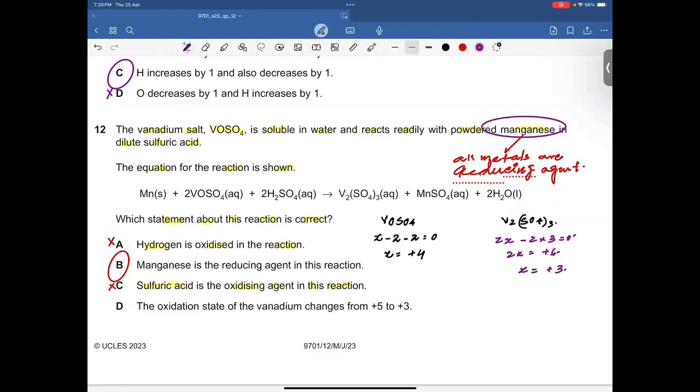So basically, the oxidation state of vanadium in this compound is +4, not +5. The oxidation state of vanadium in this compound is +3. So +3 is right, but the starting state cannot be +5, which is why D is incorrect. So it's basically +4 to +3. Okay. And therefore, B is going to be the right answer.